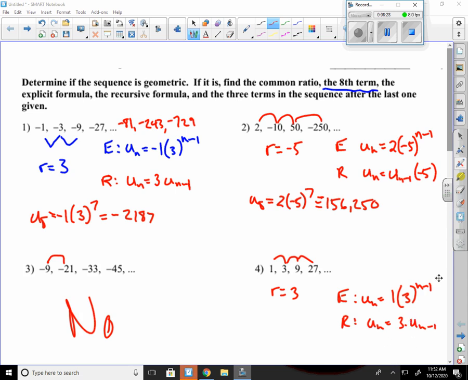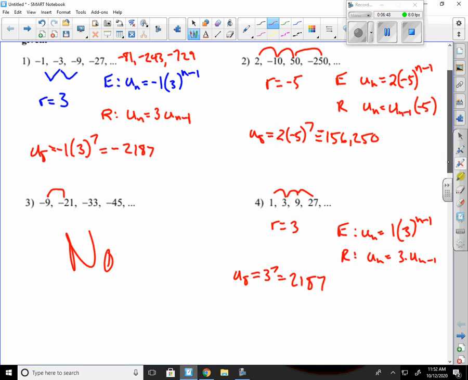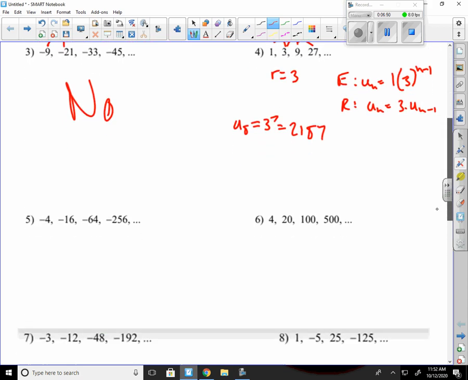Find my 8th term. I'm just going to plug 8 in up here. 8 minus 1 is 7. So U sub 8 is 3 to the 7th, which is, you should know that, 2187. And then you would just find your next 3 terms by multiplying. It would be 81, 243, 729, and then 2187.